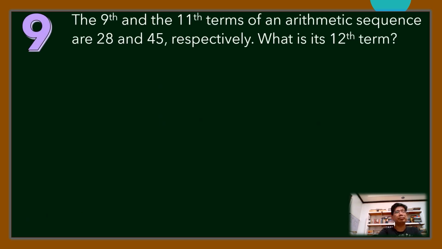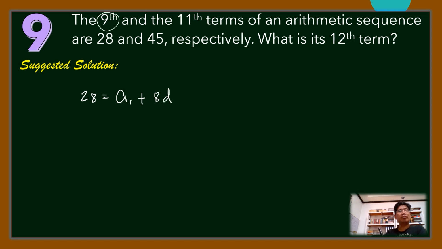Question number 9. The ninth and the 11th terms of an arithmetic sequence are 28 and 45 respectively. What is its 12th term? Here is our suggested solution. 28 is the ninth term of an arithmetic sequence. Then we have 28 is equal to a sub 1 plus 8 times the common difference. 8 is 9 minus 1.